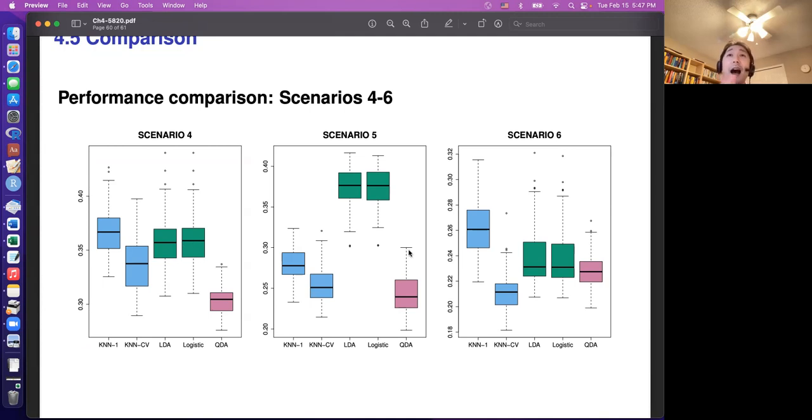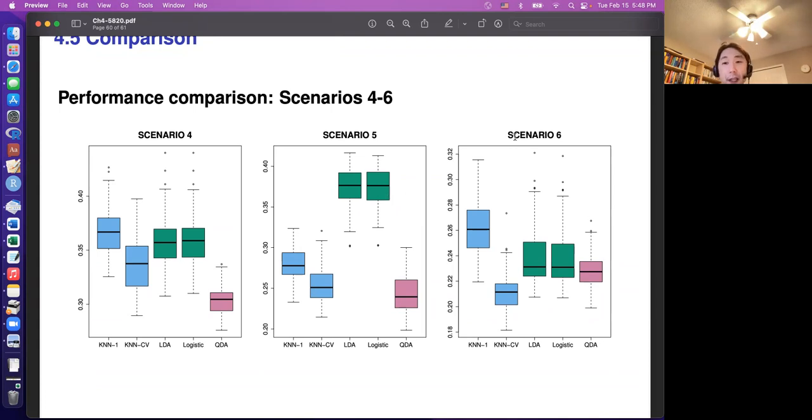Scenario 5, we added extra terms, x1 square, x2 square, x1 x2. So a more complicated boundary. QDA actually works best in this case. And KNN CV performs almost similarly. KNN1 is worse than this, but still better than LDA and logistic. Of course, if the true decision boundary is very complicated, the linear boundary models do not work well.